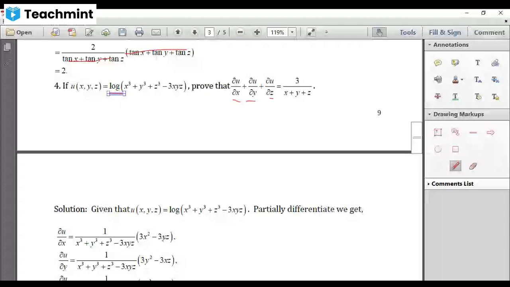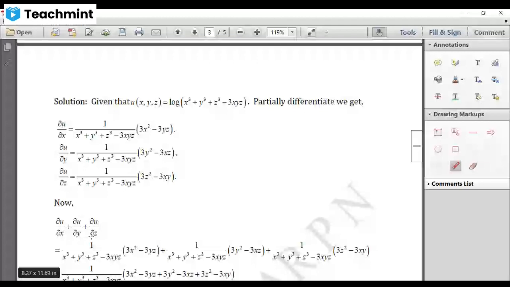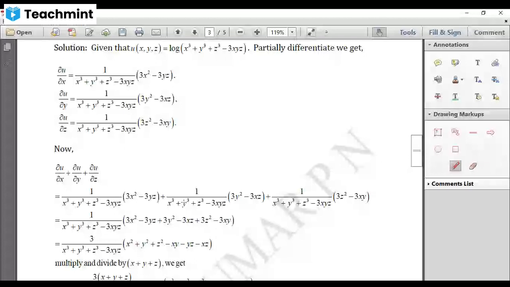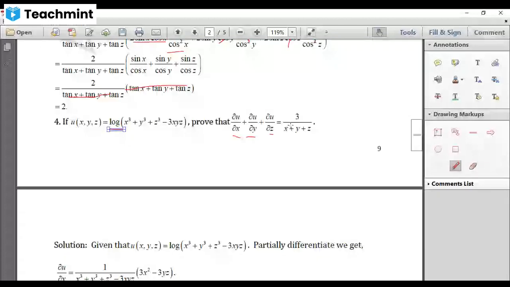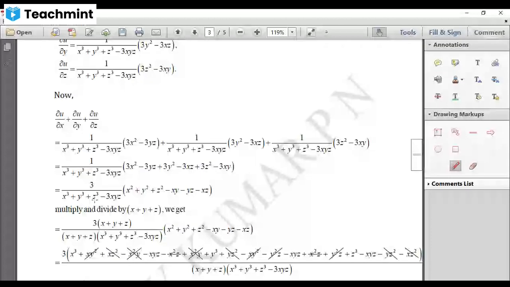Similarly, derivative of u with respect to y and derivative of u with respect to z. After getting all of them, consider LHS, that is dou u by dou x plus dou u by dou y plus dou u by dou z. Substitute in them, you'll get this much. Actually, we have to show that the answer is 3 by x plus y plus z. So what I'll do is, I'll multiply and divide this by x plus y plus z. So multiply by x plus y plus z and divide by x plus y plus z.